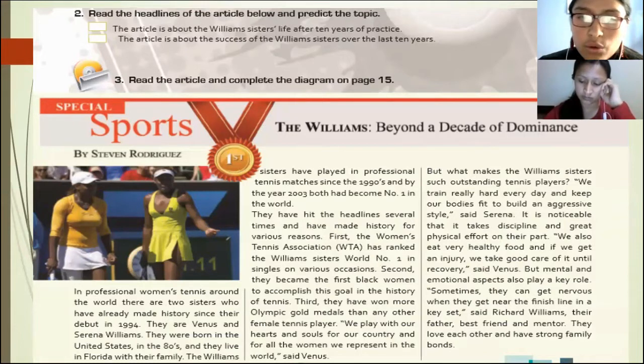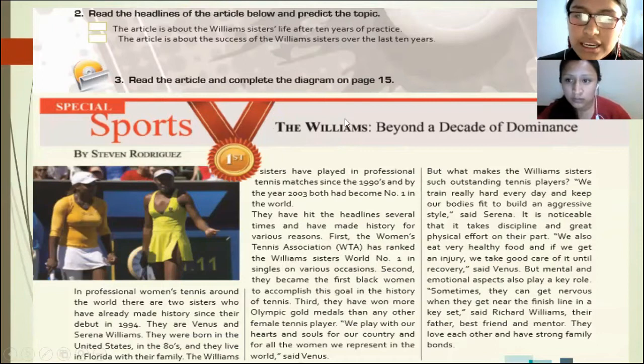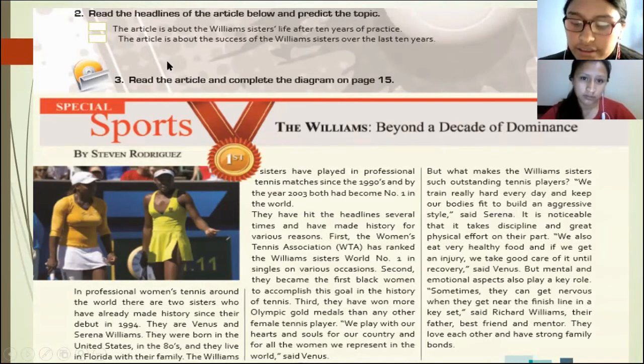Then we are going to continue working on our course book on page 14, where you are going to find the following article. What you are going to do now is just read the title of this article and try to infer the main idea of the article. Here you have two different options. You are going to choose one of them. But as I said before, you have to just read the title and try to infer the main idea. Did you understand? Yes. Please try to do it.